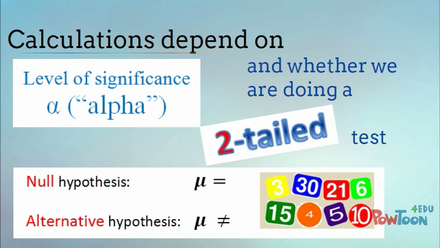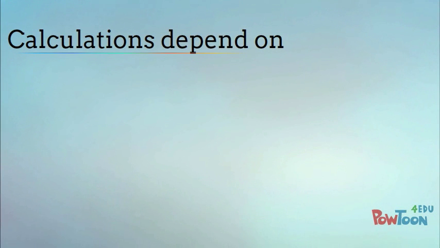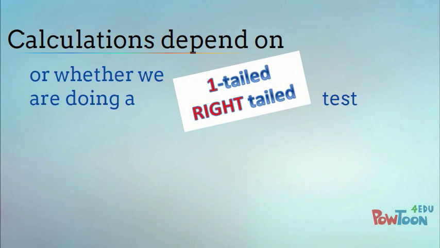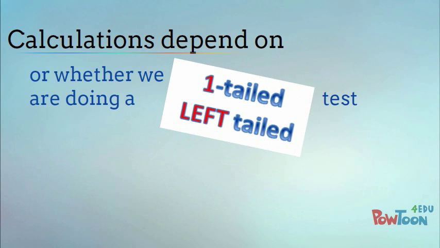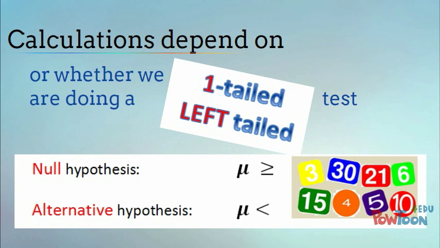test, where the null is that the population mean equals some hypothesized value and the alternative is that it is not equal, or a one-tailed right-tailed test, meaning that the alternative hypothesis, what we suspect or are trying to prove, is that the population mean is greater than the claimed value, or a one-tailed left-tailed test, where the alternative is that the population mean is less than a claimed value.